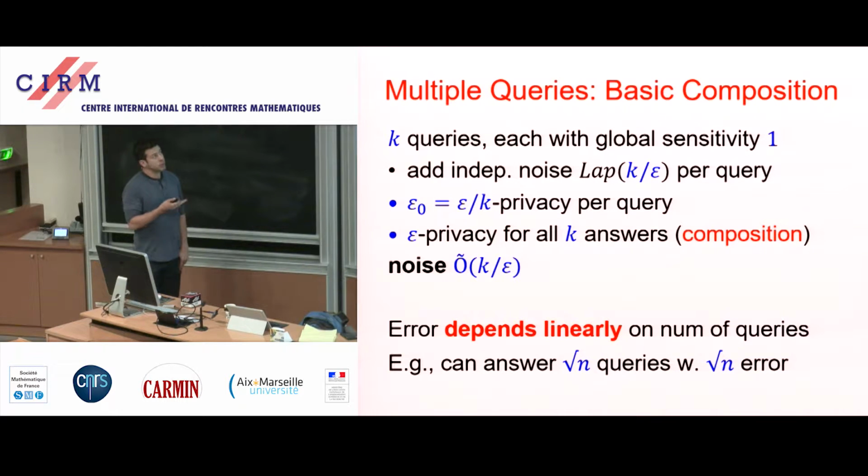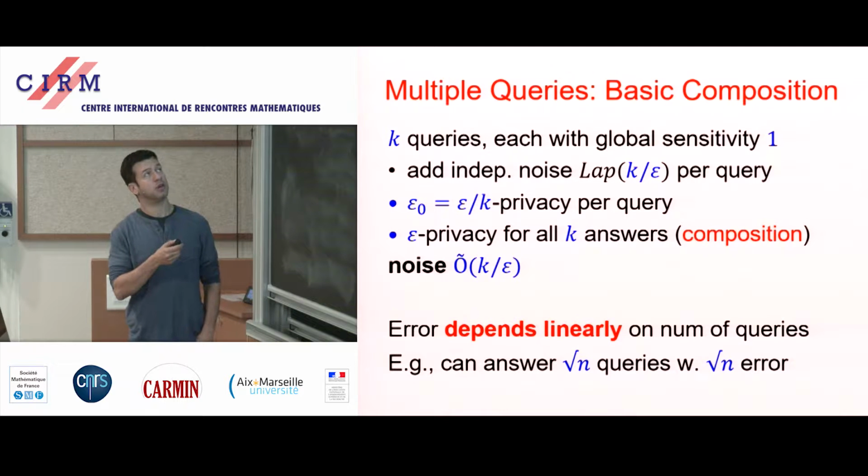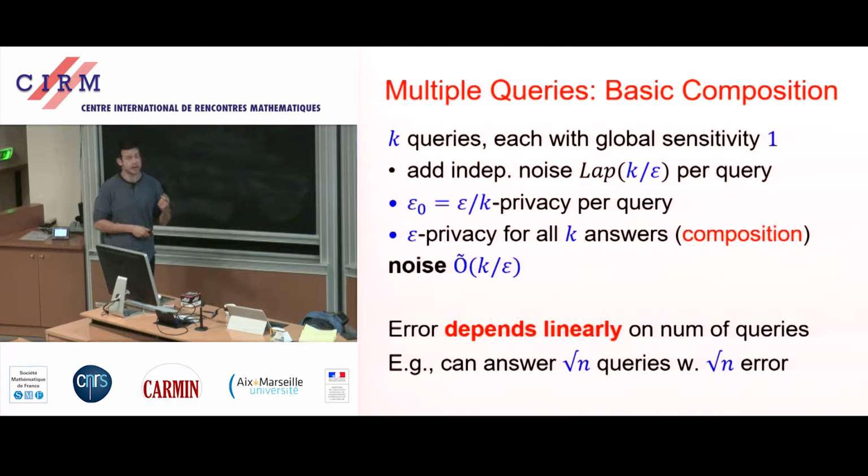The only thing is that the more queries you answer, the privacy losses add up and you get worse and worse privacy. In particular, if you wanted to get epsilon privacy for answering k queries, say counting queries, you could simply scale your noise to k, adding independent Laplace noise of magnitude k over epsilon to each of the queries. That gives you an epsilon zero of epsilon over k, so epsilon over k privacy for each query answer on its own. And by the composition that we saw yesterday, over running these k algorithms, the epsilon zeros add up, and you get epsilon differential privacy for all k answers put together.